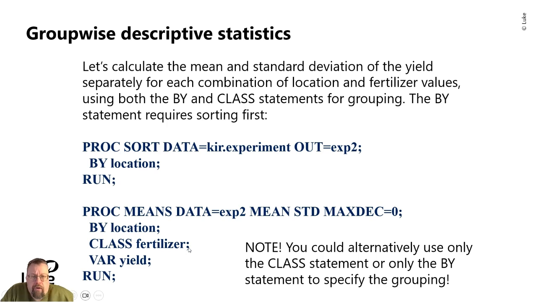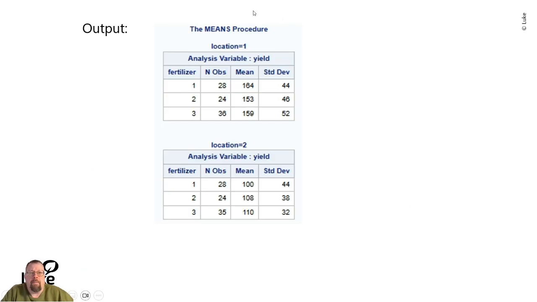So in essence, we get statistics for each location and fertilizer subgroup. You could use only the class statement or only the by statement just as well. But by doing it this way, the by statement makes it so that we get a separate table for each by group, so for each location, and the class statement on the other hand makes it so that we get the groups as different rows within the same table.